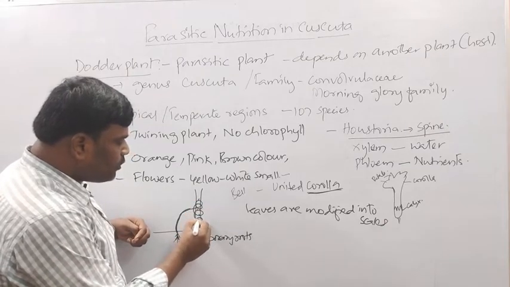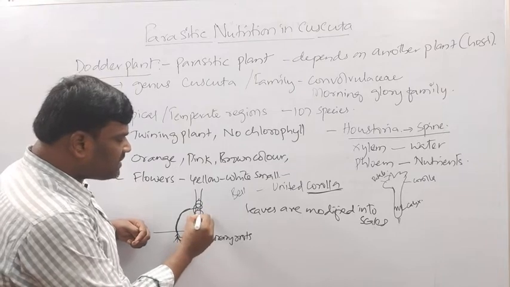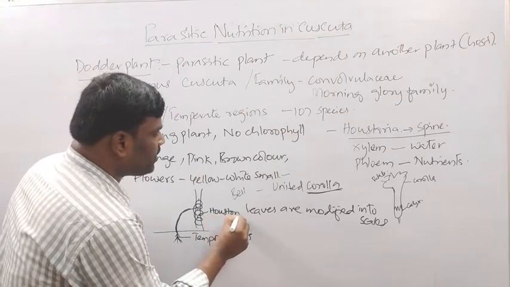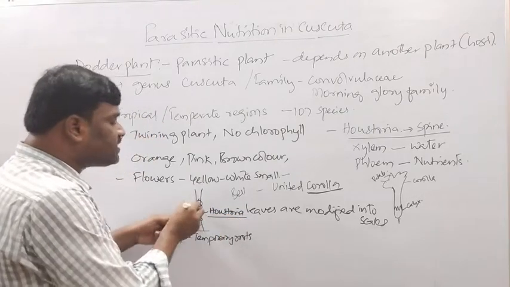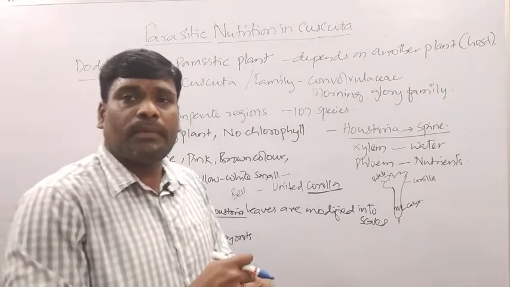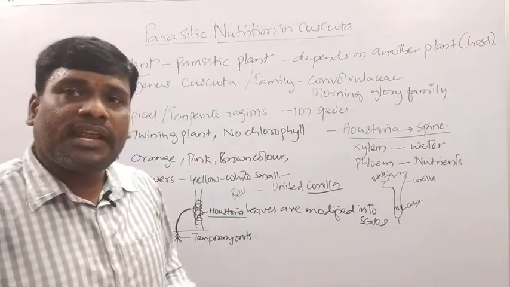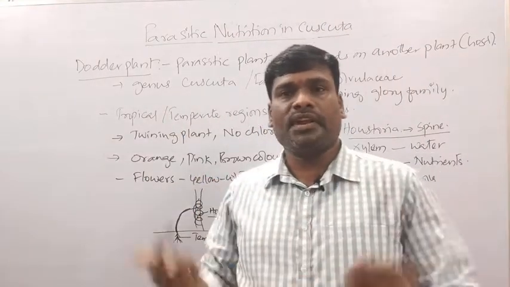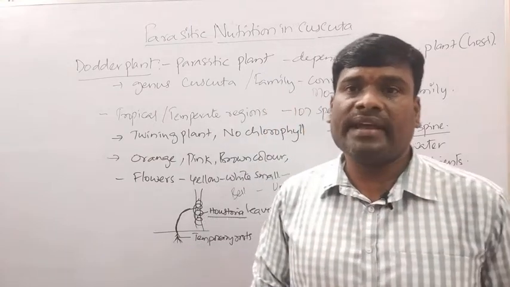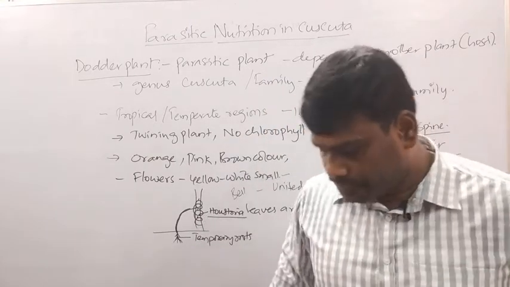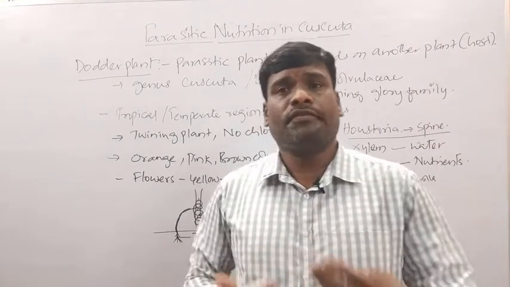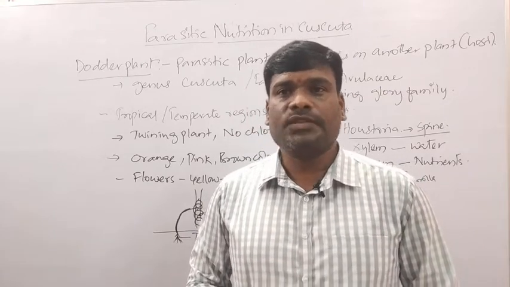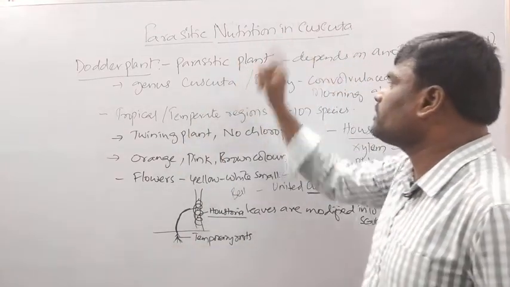After wrapping up, children, there will be spine-like projections on the stem of this dodder plant, and such structures we call haustoria. And this haustoria penetrates into the tissue of the plant, and then they get the nutrients from that plant. When this kind of plant gets the nutrients, the host plant cannot get sufficient nutrients, and sometimes the host plant may die, children. That's why they are called parasitic plants.